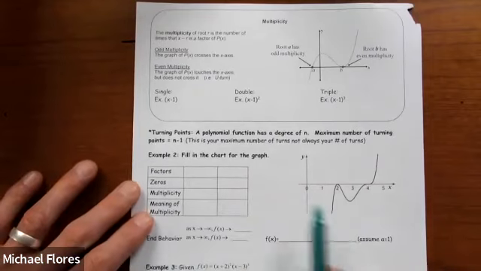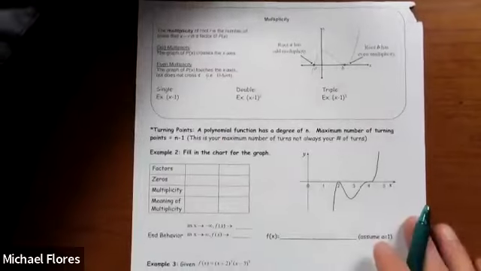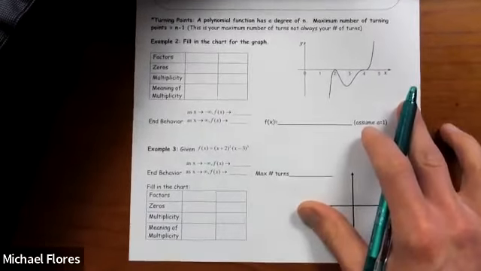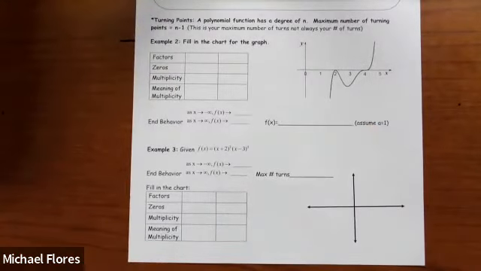Now we're on to side 2. Read over that. Do what you want with it. I'll explain it as we go. Example 2. Fill in the chart for the graph. So what are the factors of this graph? Here's what we're looking for.